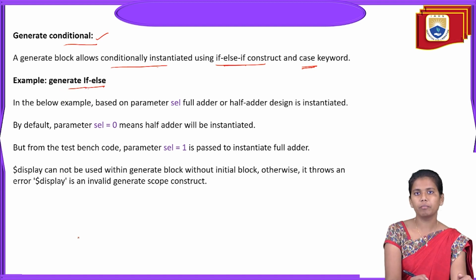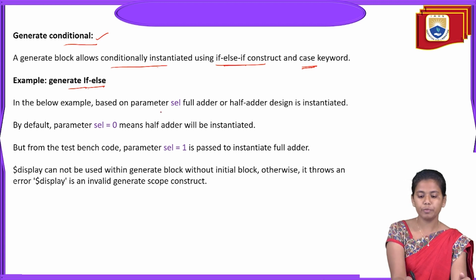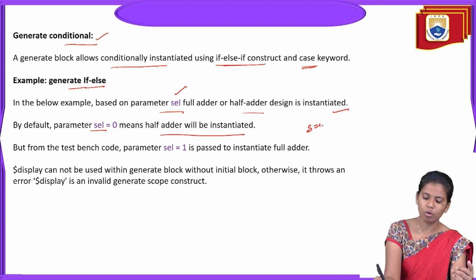In the example that we consider now, it is based on the parameter selection lines. A full adder or half adder design is instantiated, and by default the parameter selection is 0. The parameter that we have considered is selection, and by default it is always 0. That means the half adder will be instantiated. When the selection line is 0, the half adder is instantiated.